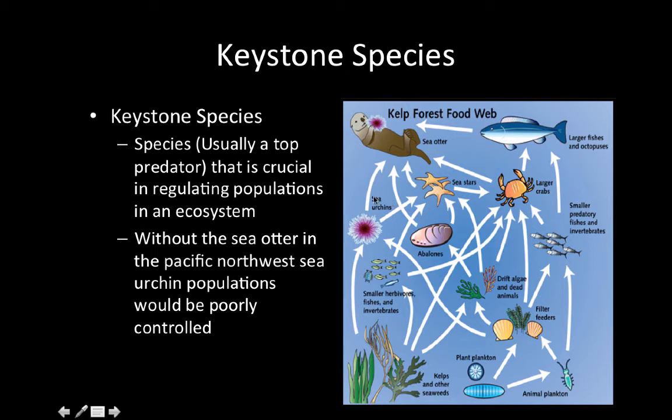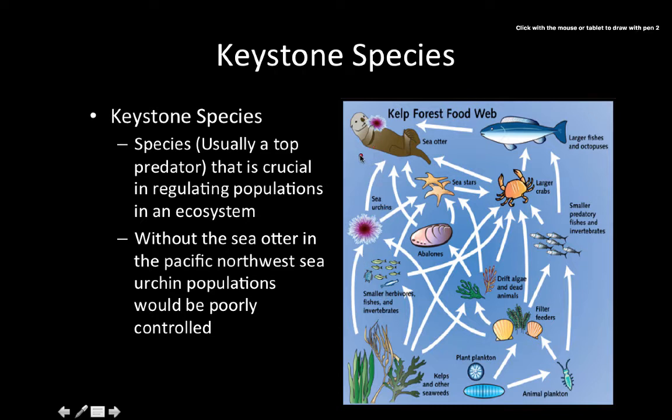So in this web here, without the sea otter in the Pacific Northwest, the sea urchin populations would be very poorly controlled. Other things can take energy from sea urchins, but these top predators are helping to regulate the population. Without them, the sea urchins could take over and deplete other producer resources along the way. So you just have to think about that in terms of interrelationships in the food chain.